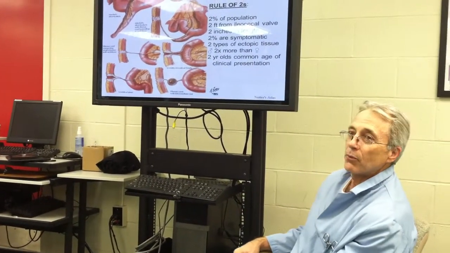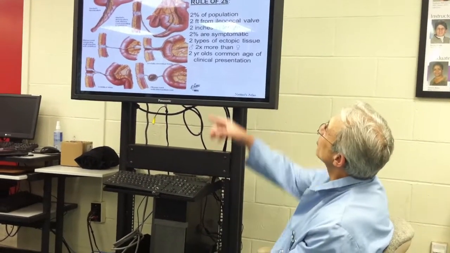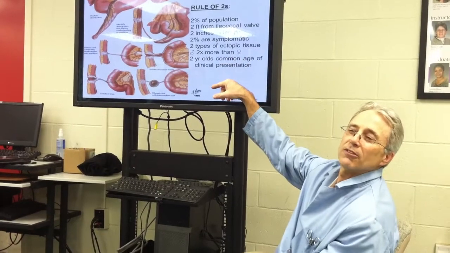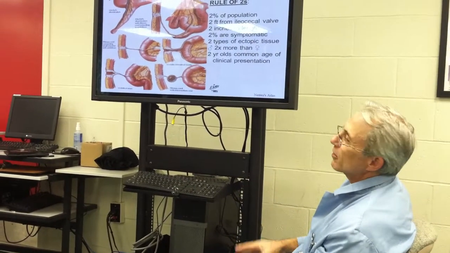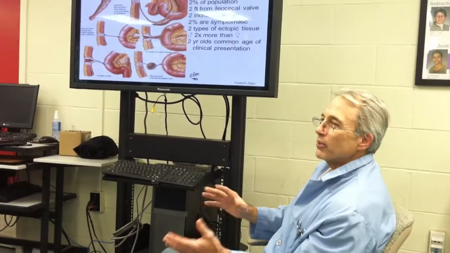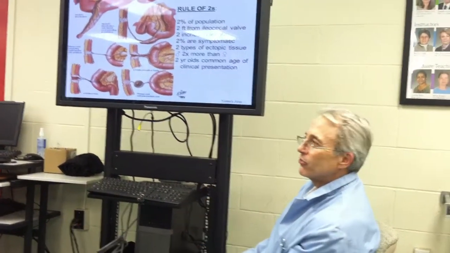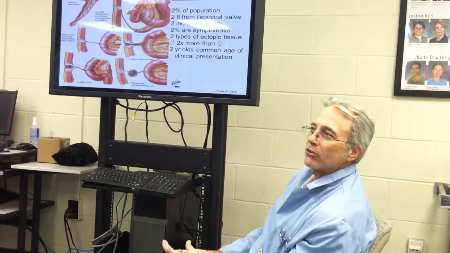And so that could be retained. If it's retained, you could end up with some problems. So there's all these rules of twos that apply sort of to this. It affects maybe 2 to 4% of the population. It's usually within a couple feet of that ileocecal junction. It's oftentimes only about 2 inches in length.